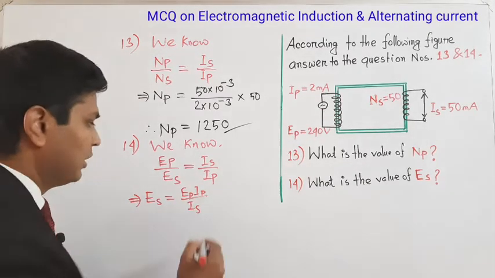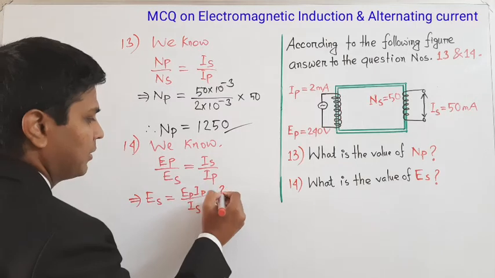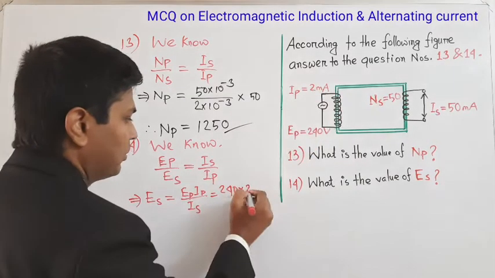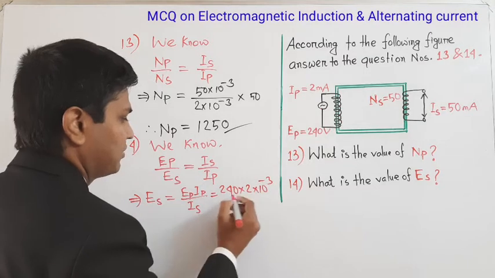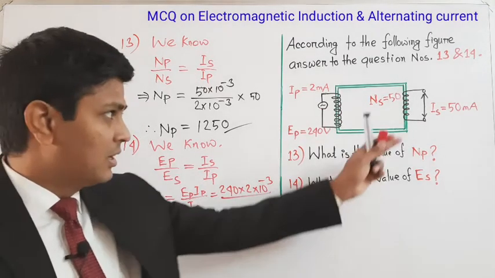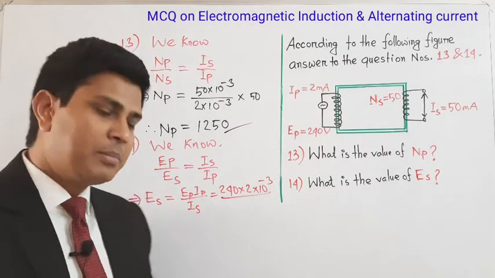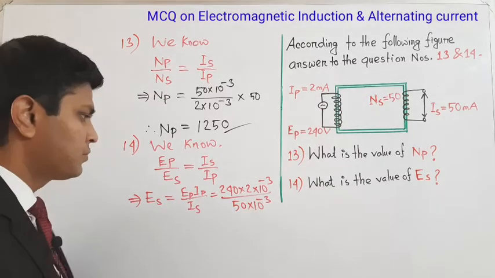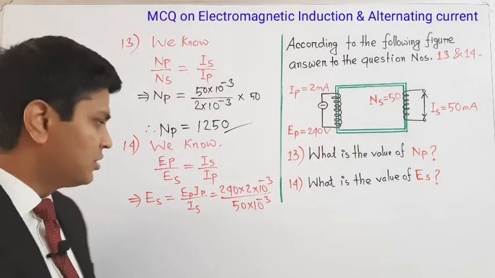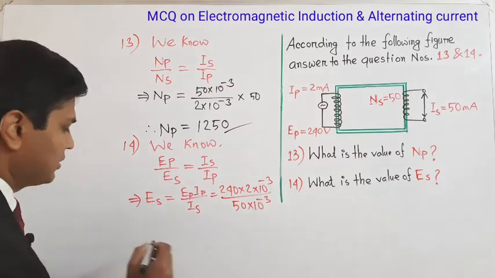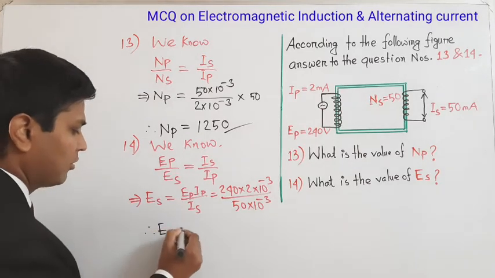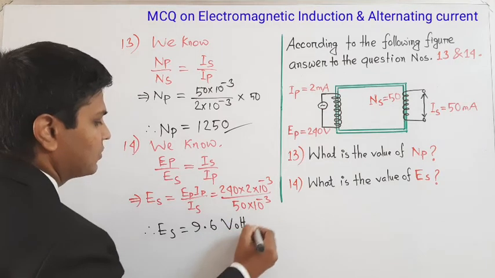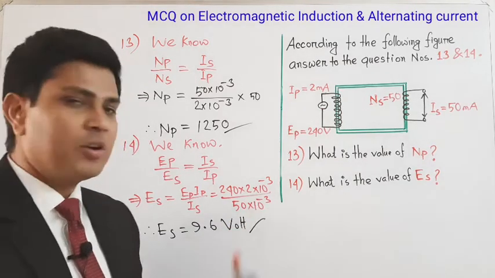Now if we put in the values, EP is here 240, IP is 2 milliampere. 2 milliampere equals 2 into 10 to the power minus 3, and IS is here 50 milliampere. 50 milliampere equals 50 into 10 to the power minus 3 ampere. And after calculating that expression, you will get the voltage ES equals 9.6 volt. This is the answer of question number 14.